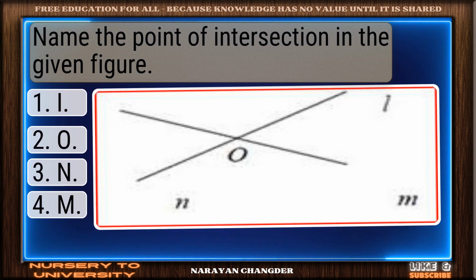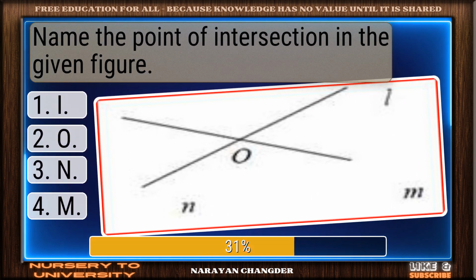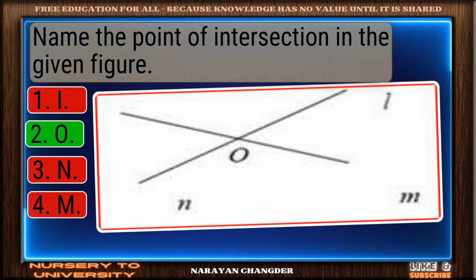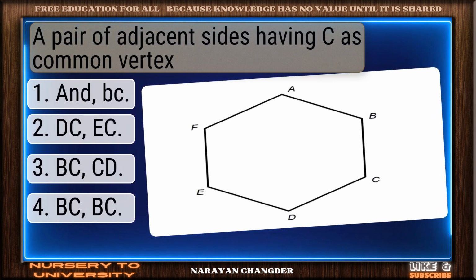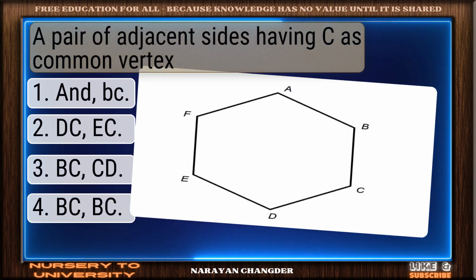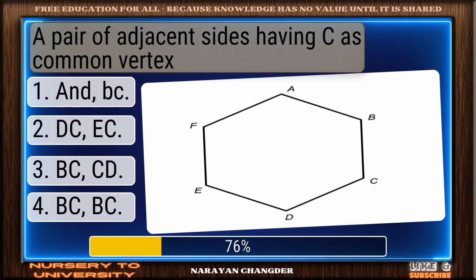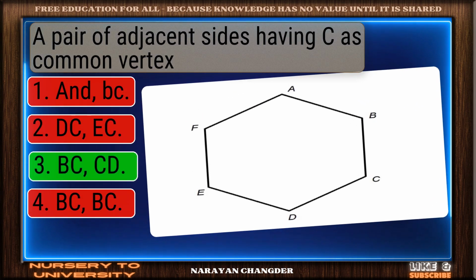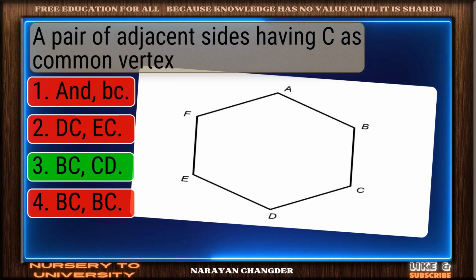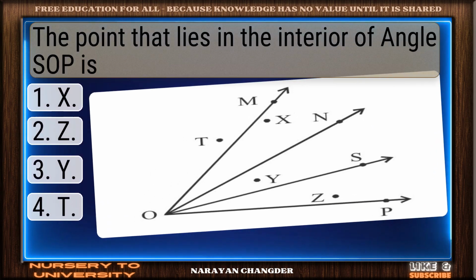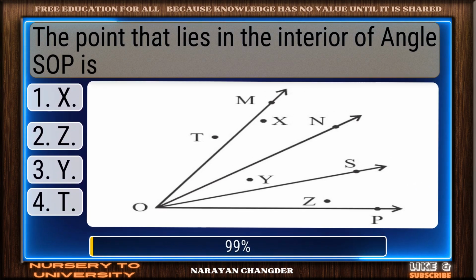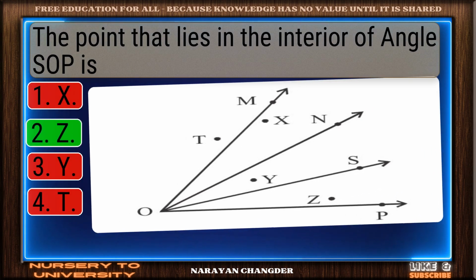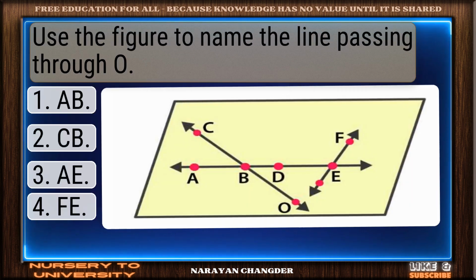Name the point of intersection in the given figure. Bravo! O is the answer. A pair of adjacent sides having C as common vertex. Exactly, BC, CD makes sense, and it is right choice. The point that lies in the interior of angle SOP is... Solid response. Z is a valid choice.